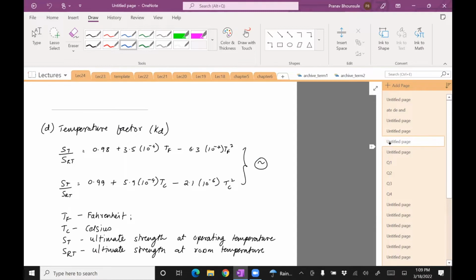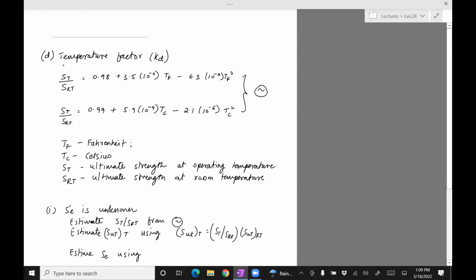So Kc, Kd. Okay, Kd is an important factor, the temperature factor, and I think it's very important because when you're operating the machine, you have a different temperature from the temperature at which the test specimen data was collected. So Kd accounts for that. So what we do here is there's again an empirical relation between St, which is the ultimate strength at operating temperature, and ultimate strength at room temperature. So this is for the specimen. Right, the specimen is always tested at room temperature, but temperatures might be different when you actually load it.